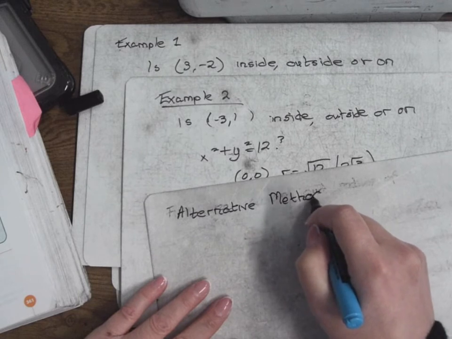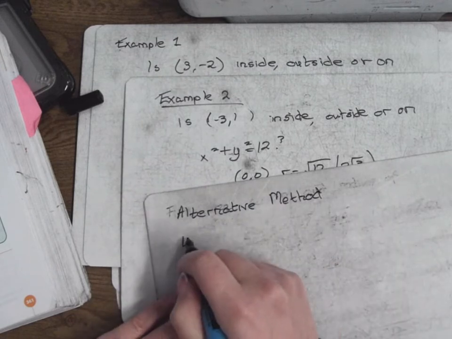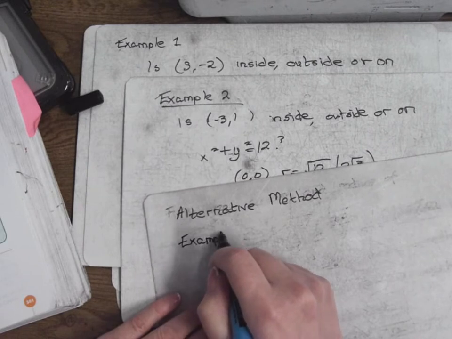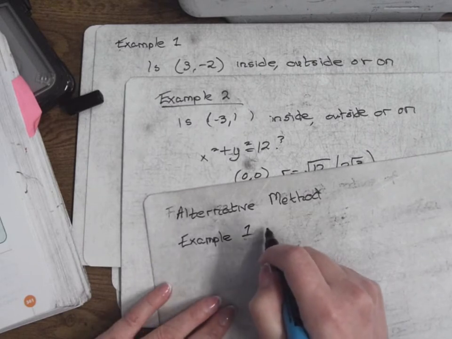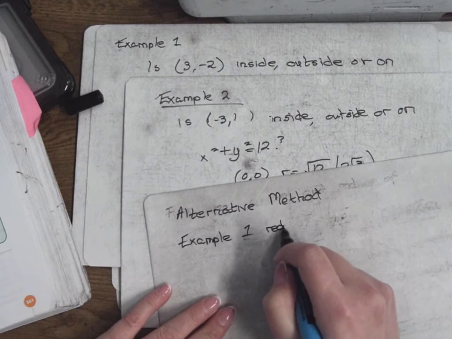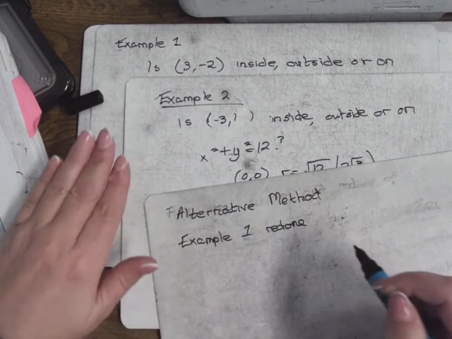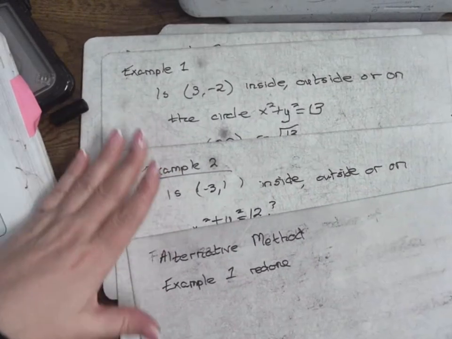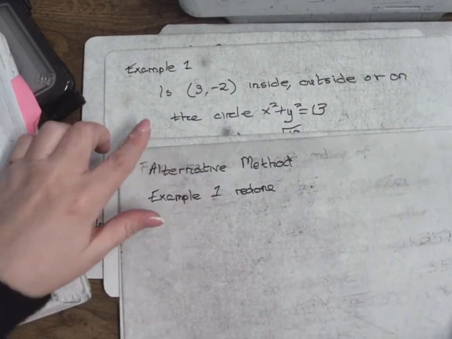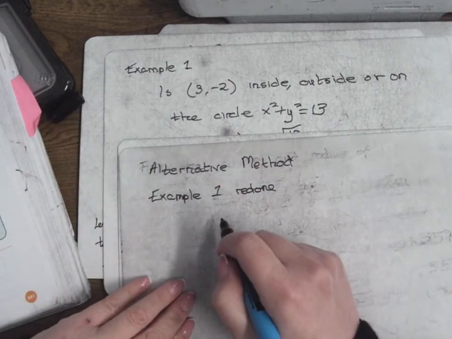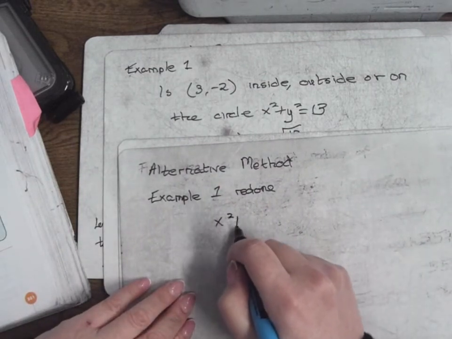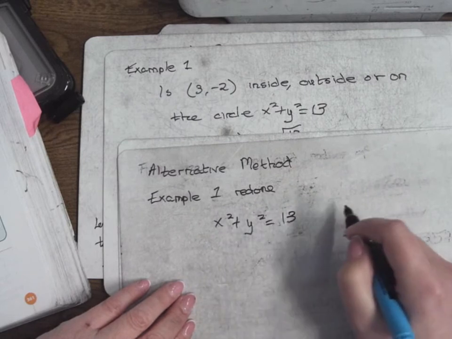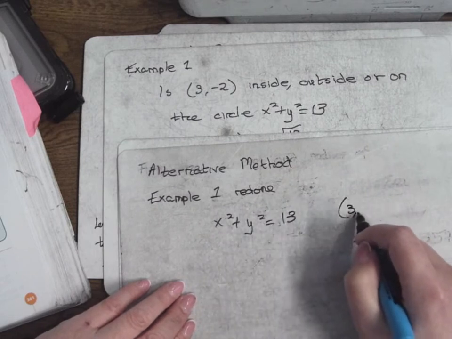Okay. So I'm going to go back and do example 1 again. So example 1, redone. Okay. So example 1 was, is 3, minus 2 inside, outside, or on the circle? Okay. Example 1 was that one. Is that okay? So here's my circle, x squared plus y squared equals 13. Here's my point, 3, minus 2.